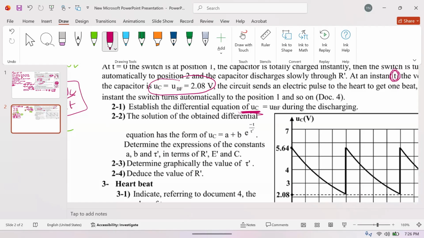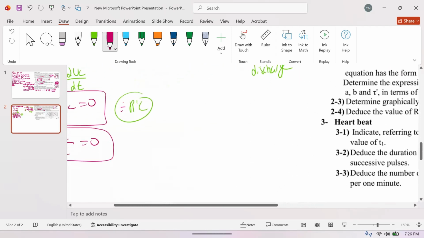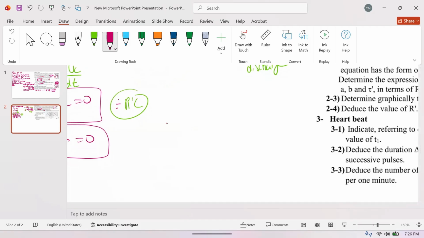Every time they ask you for the constants A, B, tau prime, or even if they ask only for tau, or if they ask you to verify that this equation is actually a solution for the differential equation, it's the same question, just asked in 3 different tones. Okay, so step 1, you write the solution in front of you. It's A plus B e^(-t/tau).